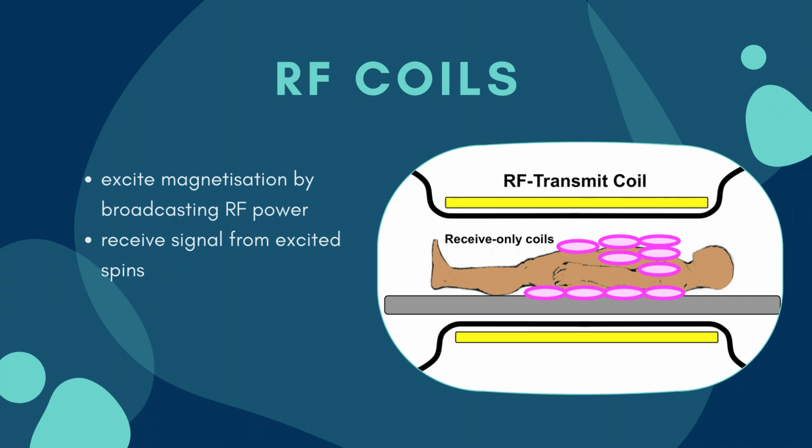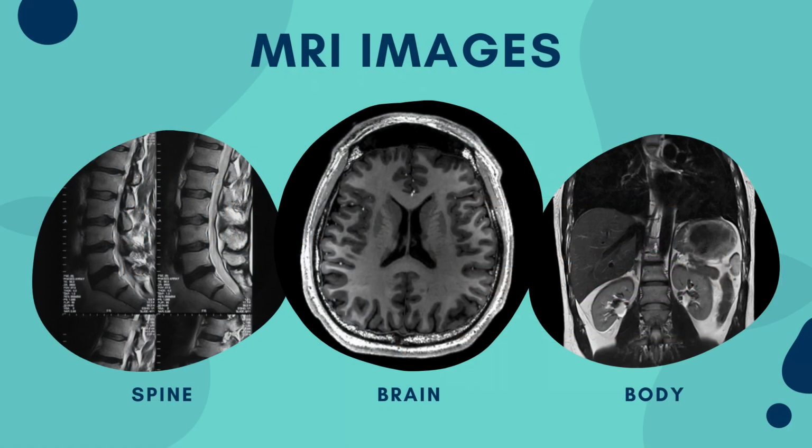They have two main functions: to excite the magnetization of the large magnet by broadcasting RF power, and also to receive the signal from the excited spins within the body. It is because of this component that we are able to obtain cross-sectional MRI images for medical diagnosis.